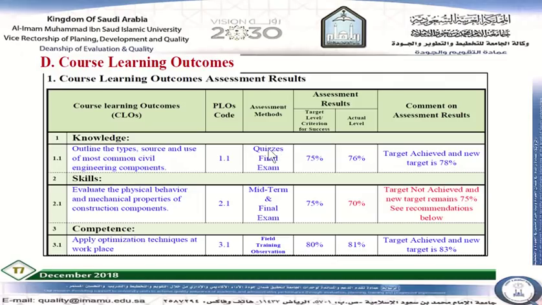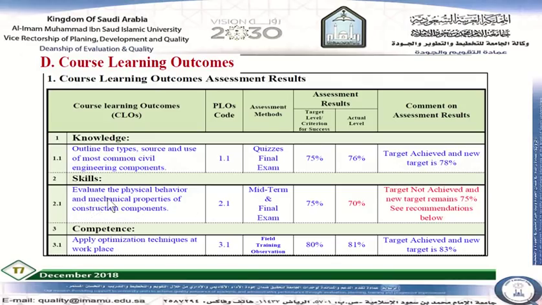And here write the assessment method as they are written in the course specifications. If they are different, you write the different things and you justify the difference. And here write the target mark or grade that you want your students to achieve at the beginning of the semester, and the actual level, what your students have actually achieved at the end of the semester. And you write here the comment or analysis of the result. As you can see here, the target is achieved and the new target is 78.